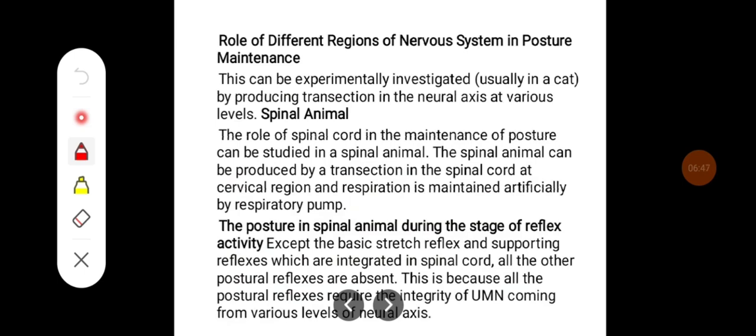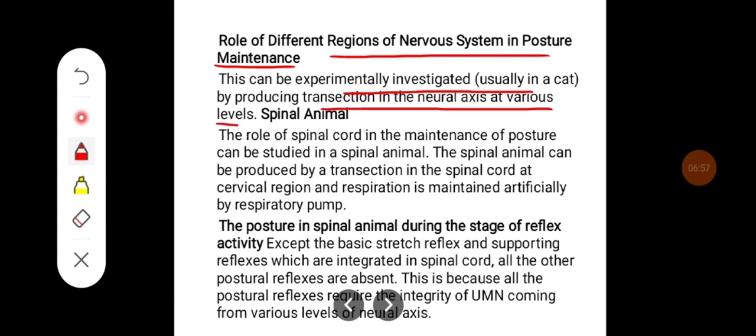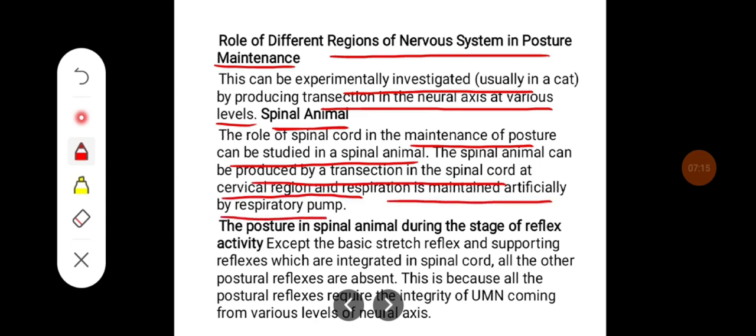The role of different regions of the nervous system in posture maintenance. This can be experimentally investigated, usually in a cat, by producing transection in the neural axis at various levels. Spinal animal. The role of the spinal cord in the maintenance of posture can be studied in a spinal animal. The spinal animal can be produced by transection of the spinal cord at the cervical region, and respiration is maintained artificially by a respiratory pump.